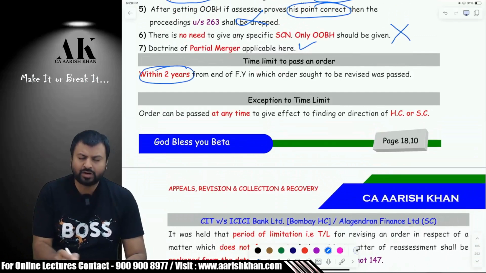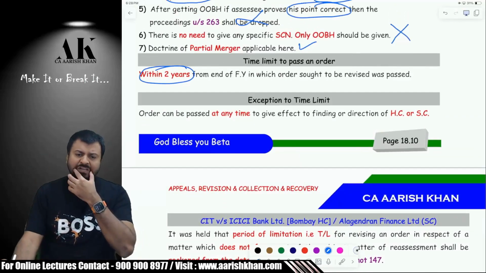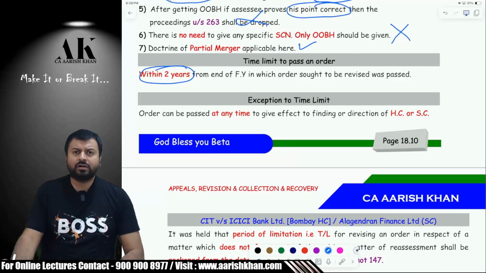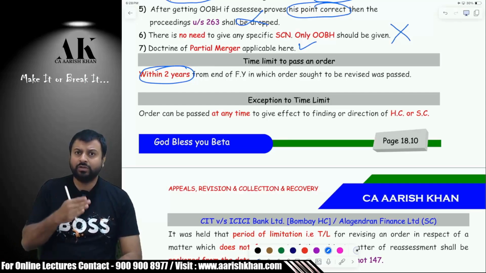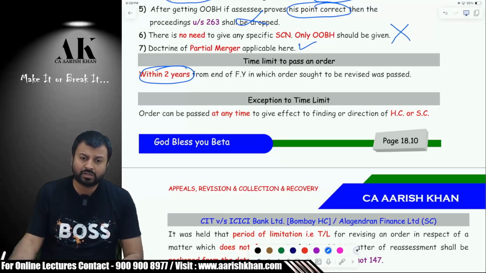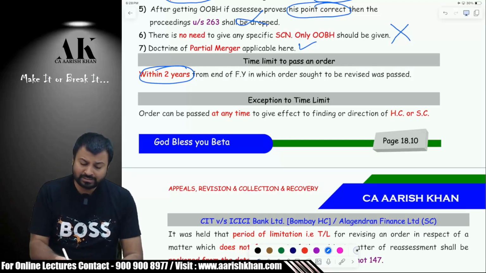The time limit to pass the order by CIT under 263 is 2 years from the end of the financial year in which the order sought to be rectified was passed. So if the order is passed in 23-24, then 2 years from the end of this year will come to 31st March 2026. But there is no time limit.